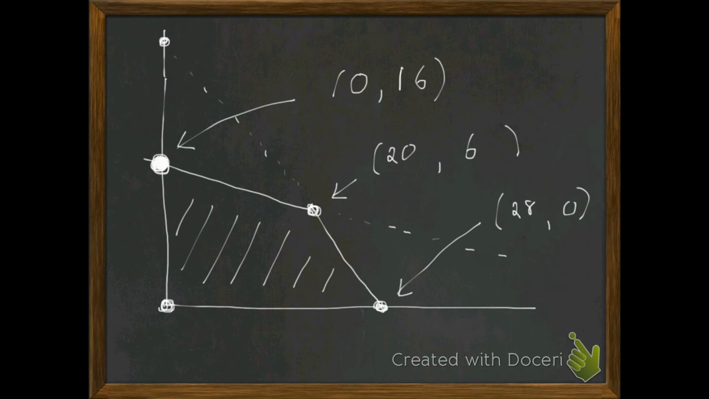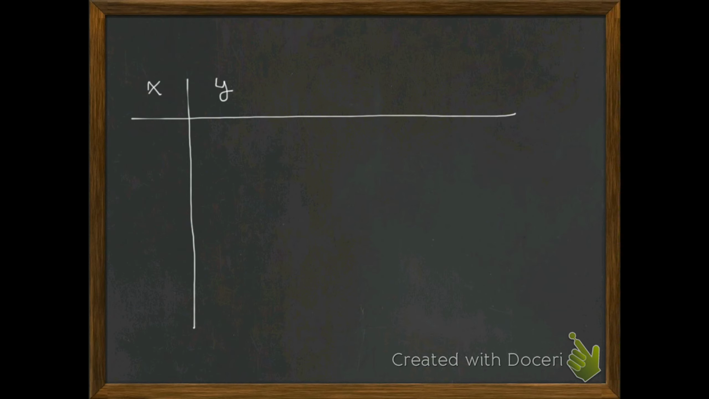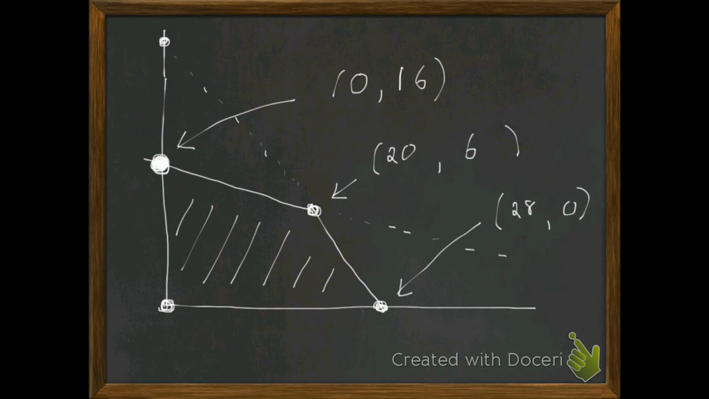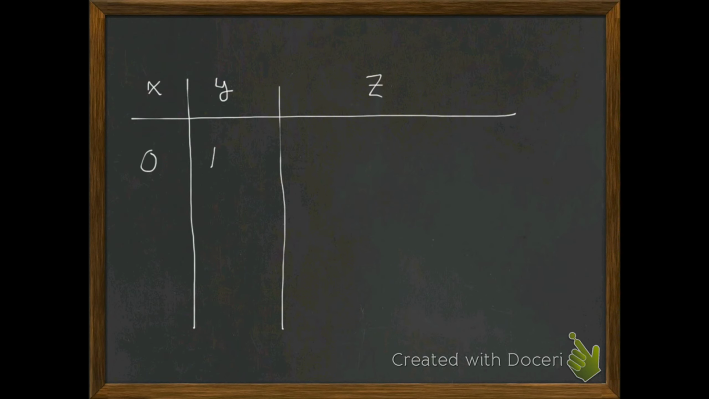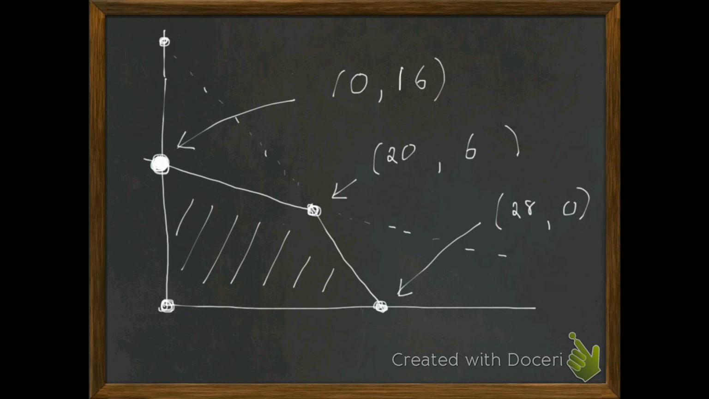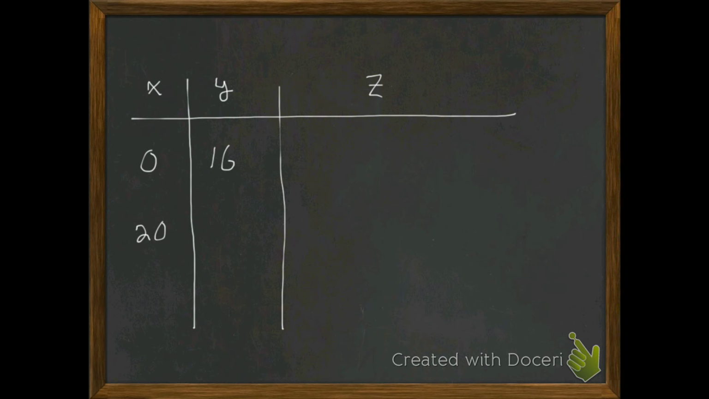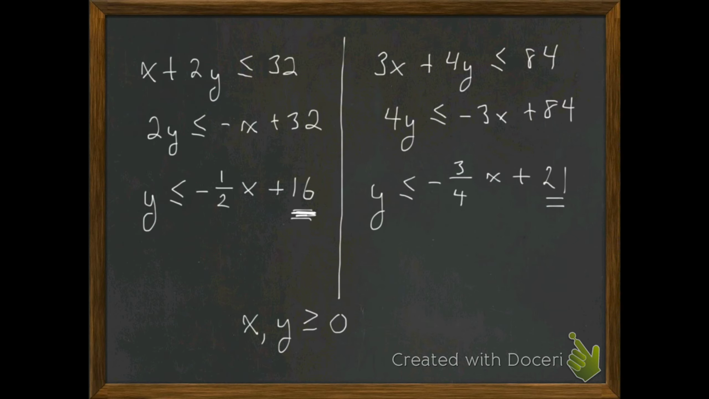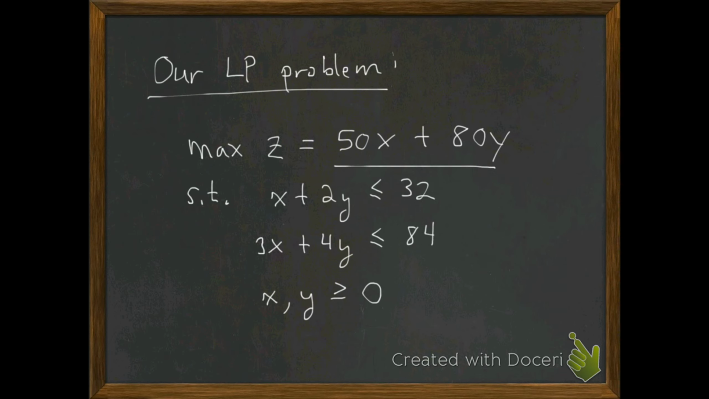Alright guys, what we do next is we have our final step. What I want you to do is set up a table something like this. I want your x values, your y values, and then your z value. So our x and y's are 0 and 16, 20 and 6, and 28 and 0. Our objective function from way back when is 50x plus 80y.